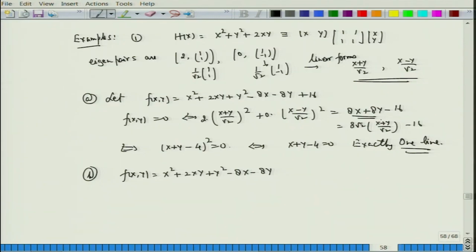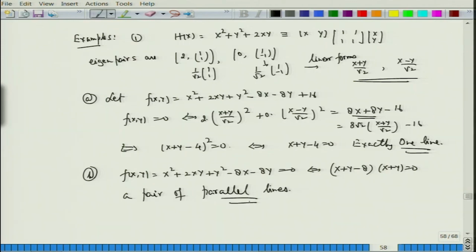Fine. So look at it nicely. What I will get here is that this is equal to 0 if and only if x plus y minus 8 times x plus y is 0. Fine. So I get a pair of parallel lines. Recall that I had got that set also, parallel lines, in the previous class. Go back and have a look at it yourself, you will get that part.